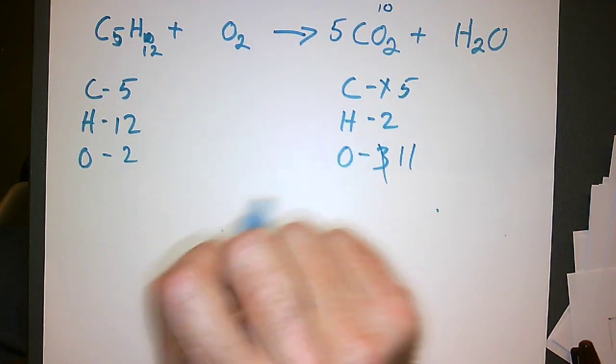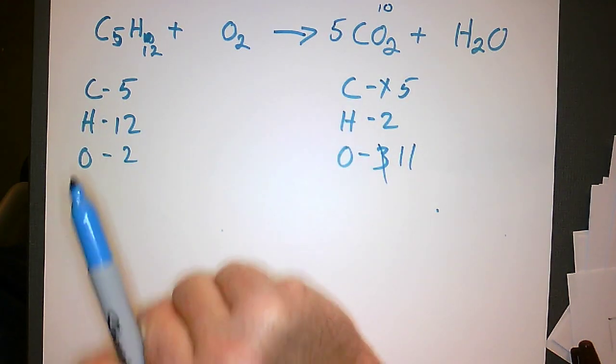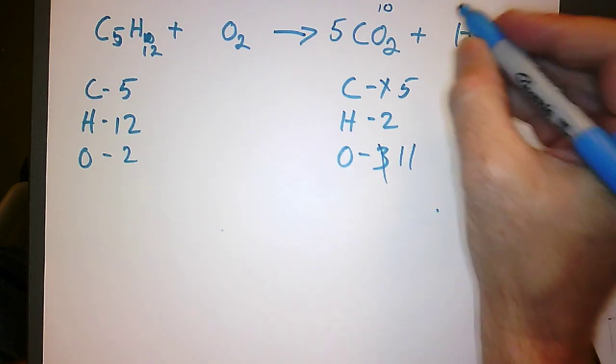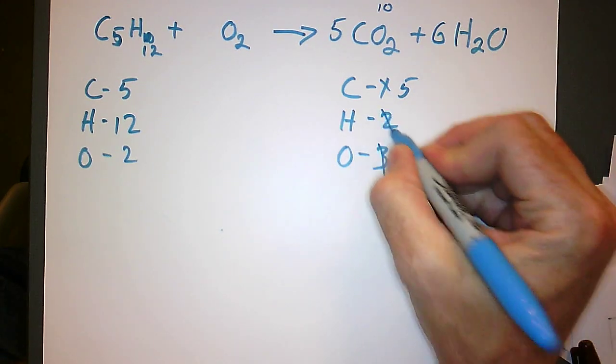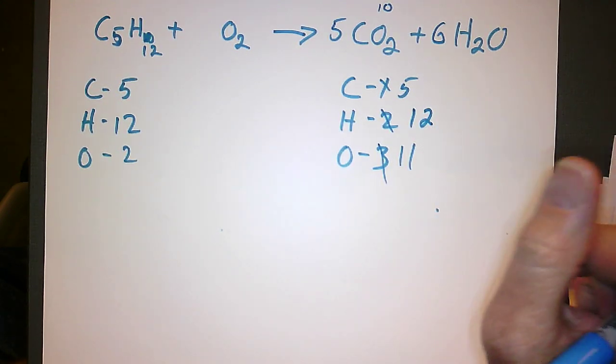Now, notice we have oxygen by itself here, right? We're leaving that till the end. Okay? Let's go back down to the next thing. Hydrogen. I got 12 here. What do I got to do on the other side? Put a 6 in front of my H2O. Good job. All right? That's going to make that 12. Now, how many oxygens do I have?